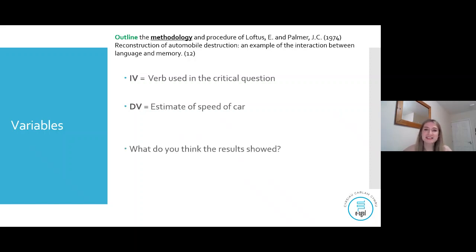What do we think the results showed in this piece of research? The stronger the verb used, the higher the estimate of speed. So smashed got the highest miles per hour, so the faster the car. And it went all the way down to bumped and hit and contacted, which were much slower in terms of miles per hour. So we were actually able to distort the memory just from changing the verb in the question.